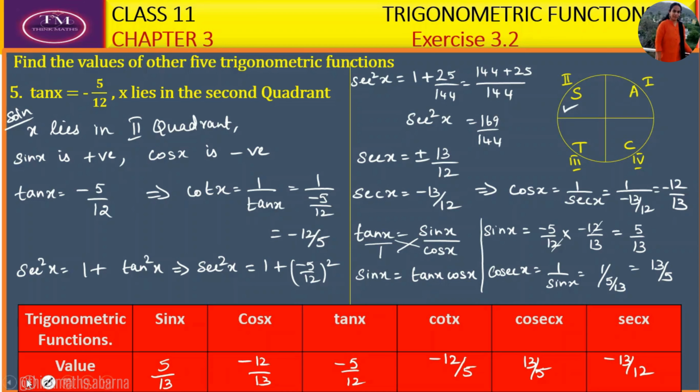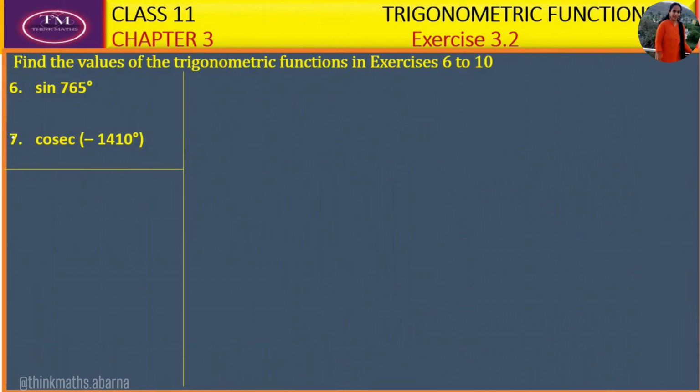So in the next part, that is from 6 to 10, we have to find out the values of the trigonometric functions. Okay. So we all know that all trigonometric values repeat after 2 pi or 360 degrees.